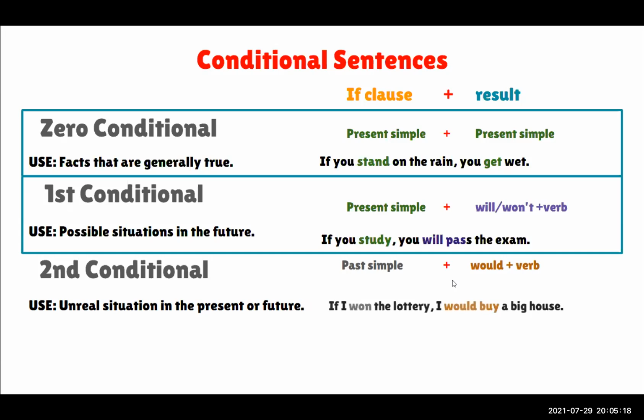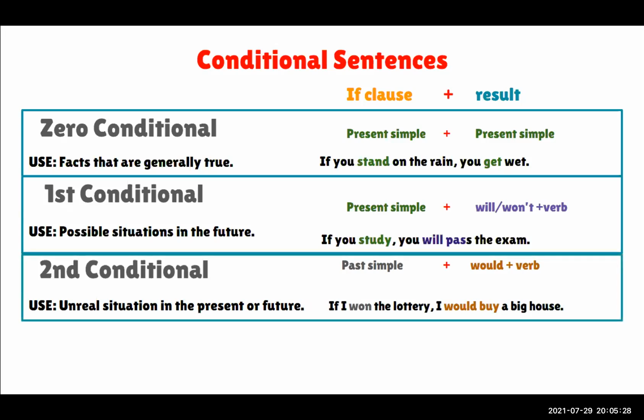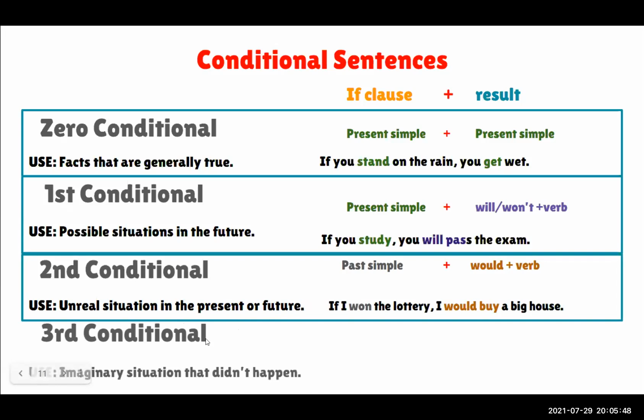Okay, here we have an example. If I won the lottery, I would buy a big house. It's something unreal, something hypothetical, okay? And then we have the conditional sentence we are going to check today, that is the third conditional. Remember, we use the third conditional for unreal or hypothetical situations too, but not in the present or the future. We use it to talk about the past, okay? And how do we form it?